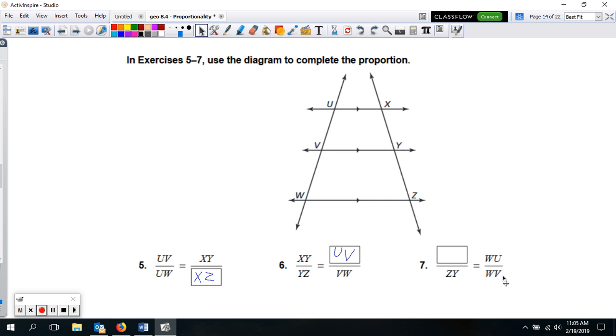And then for number 7, we can see on this side we have WU. So W to U is there. We have W to V below that. On this side we have Z to Y on the bottom, and so the top is going to have to correspond to W to U. So corresponding to W to U would be Z to X. Z to X. So ZX would be on the top of that proportion. So just trying to get what's proportional, what's corresponding here is really all they want you to try to figure out here as far as completing these proportions, making sure you get things that are corresponding.